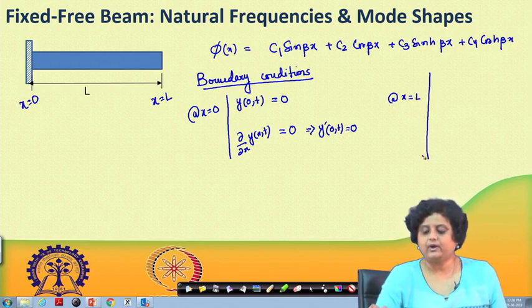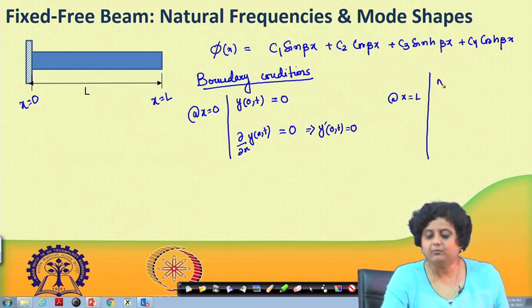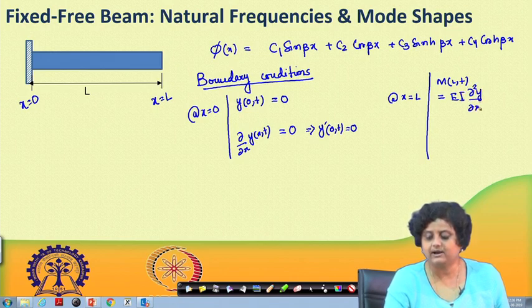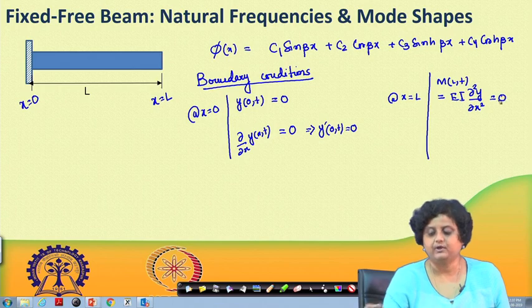At x equal to L, I have a free end. So, the applied moment is equal to 0. How can I write that? I can write that as E I del 2 y by del x square is equal to 0. And the applied shear force is also equal to 0.